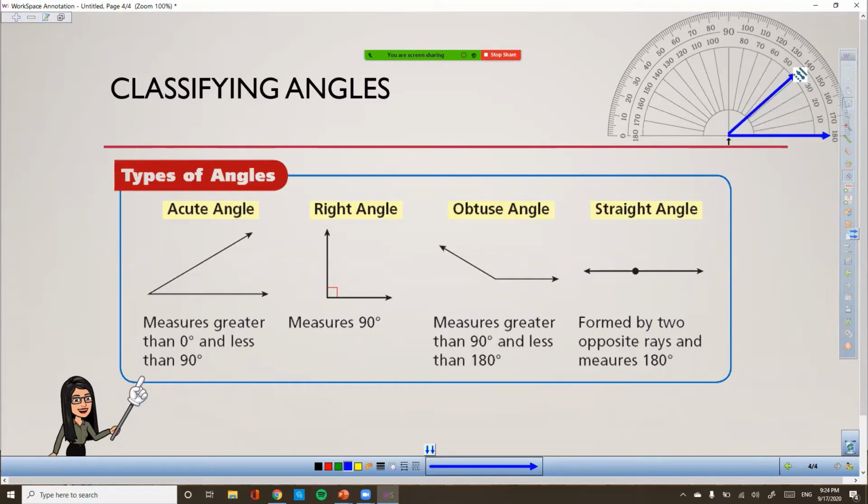For a right angle, it measures exactly 90 degrees. In this case, let me go ahead and remove this one. Let me move it over here. It has to be exactly 90 degrees. So that means my angle has to be exactly 90 degrees for it to be called a right angle.